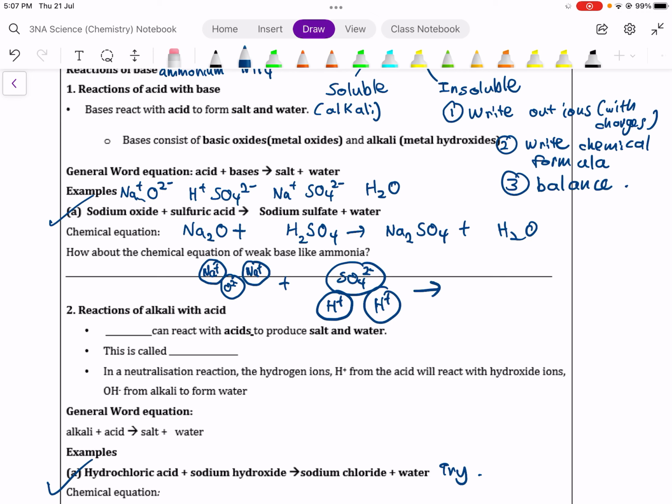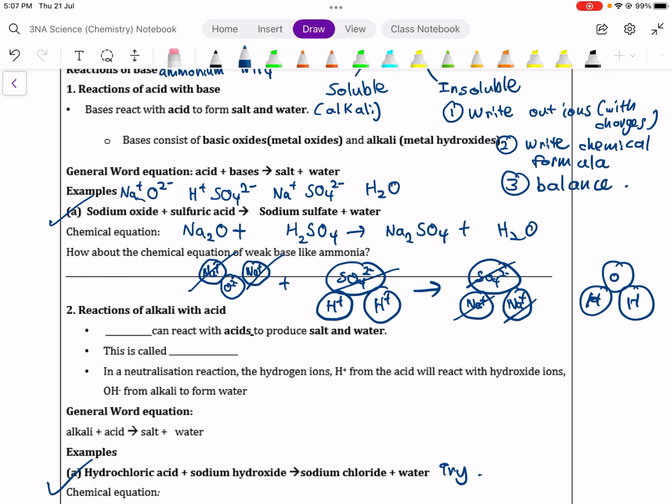Then I have sulfate, then I have Na plus, as well as water. What I have to do now is balance this equation. I think everything is balanced. If you look at it this way, you can quite easily say why it is balanced.